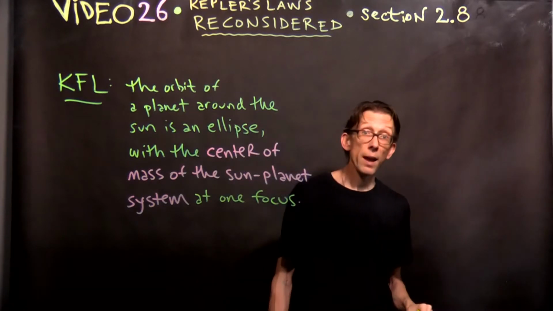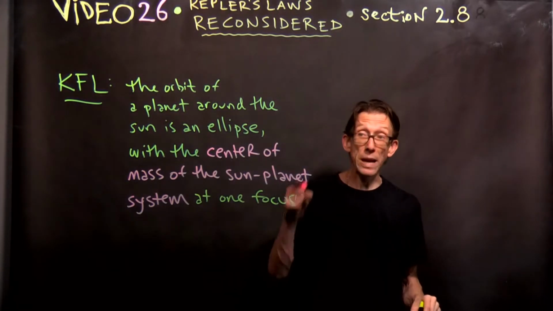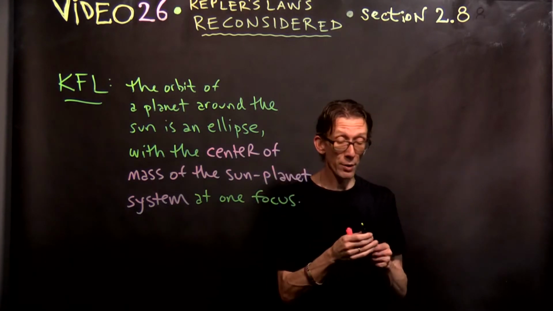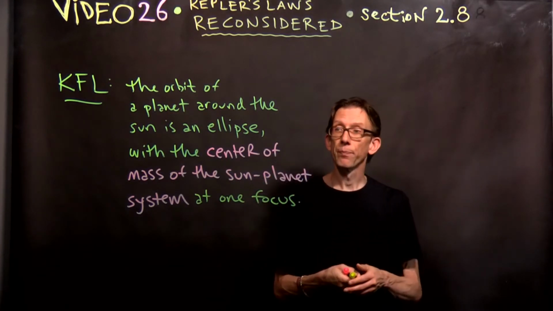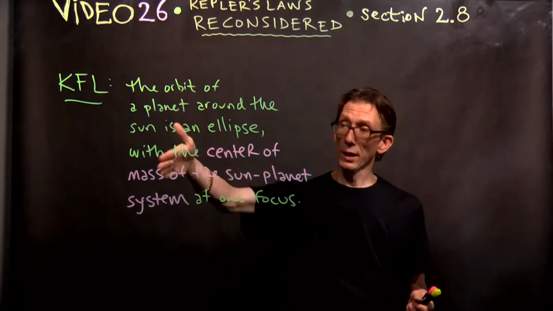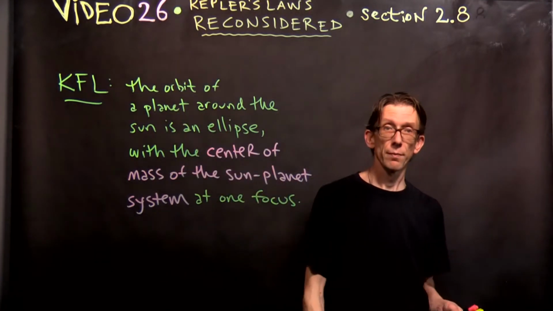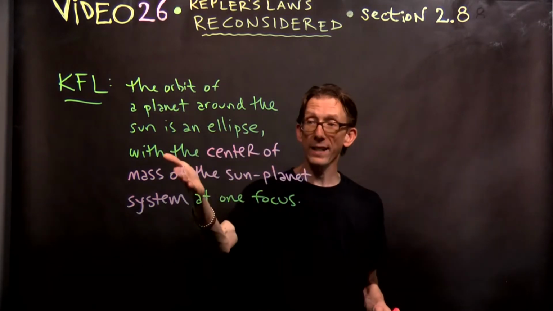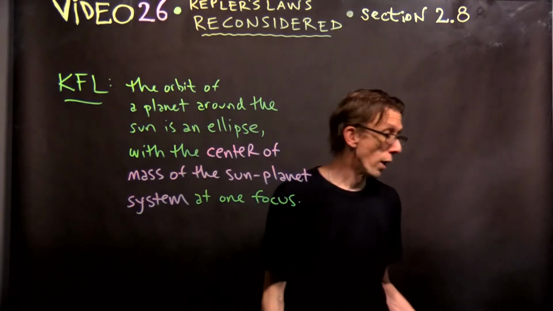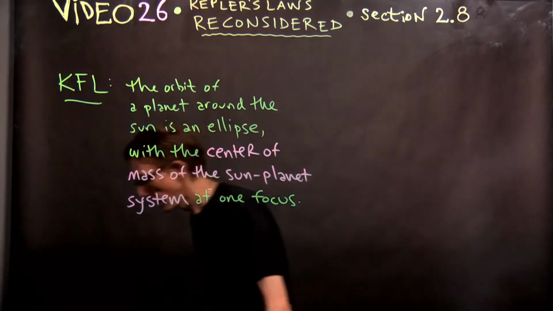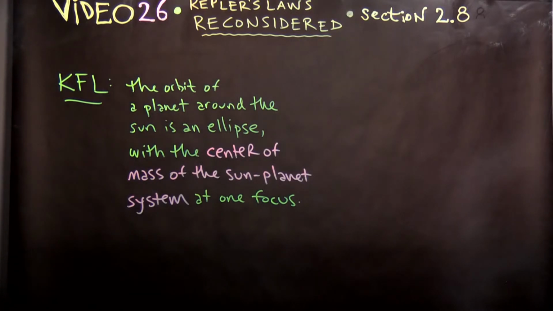Okay, this demands some explanation. The pink part, it shows up pink, it shows up nicely actually. The pink part demands some explanation. We used to read the orbit of a planet around the sun as an ellipse with the sun at one focus. But now we have this weird pink phrase, the center of mass of the sun-planet system. What is the center of mass? Well, I'll show you an example of what I mean by center of mass.